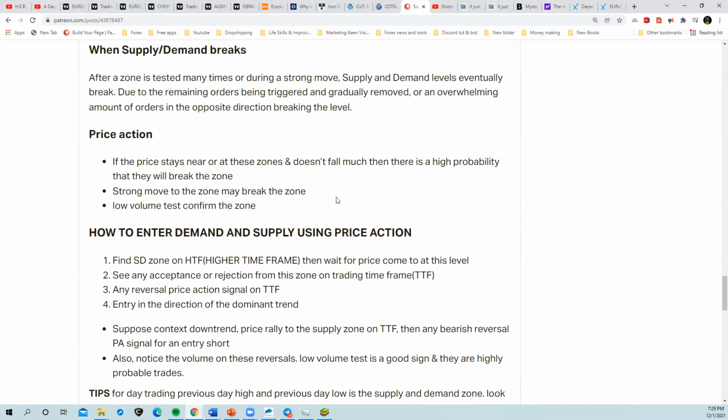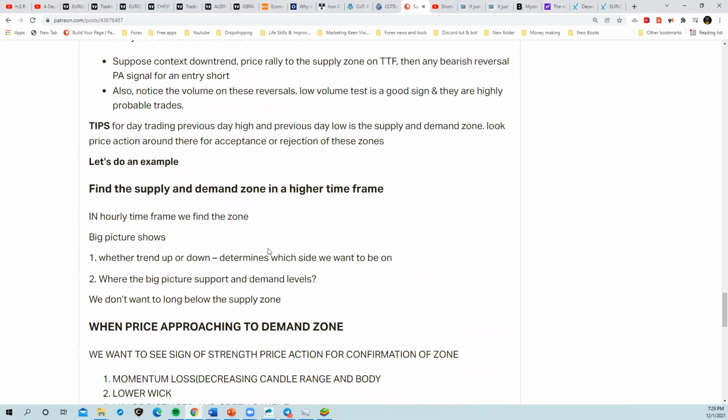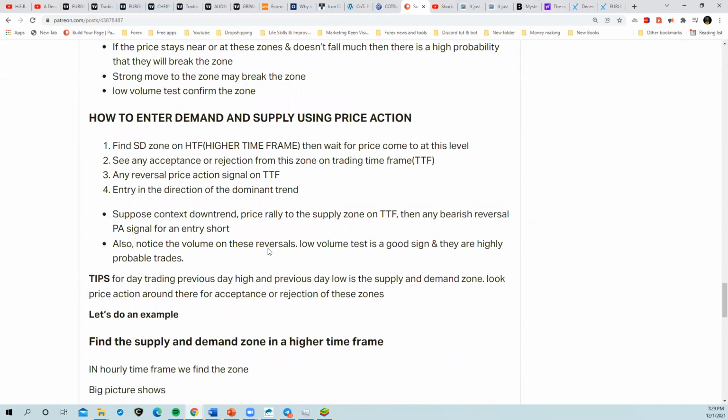So when price is coming back up, we don't want to see volume increasing on the move to test, let's say the supply zone, or on the move to come back down and test the demand zone. This is going to be just entry. So much more we got. So find the supply and demand zone.